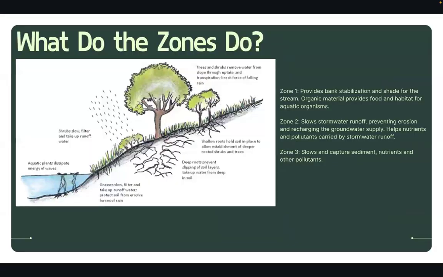So what does each of these zones do? Well, Zone 1 provides bank stabilization and shade for the stream, and organic material provides food and habitat for aquatic organisms. Zone 2 slows stormwater runoff, which prevents erosion, recharges the groundwater supply, and helps filter nutrients and pollutants carried by stormwater runoff. Zone 3 slows and captures the sediment, nutrients, and other pollutants. So they're all working together to accomplish these before any harmful pollutants and excess nutrients get into the waterway.